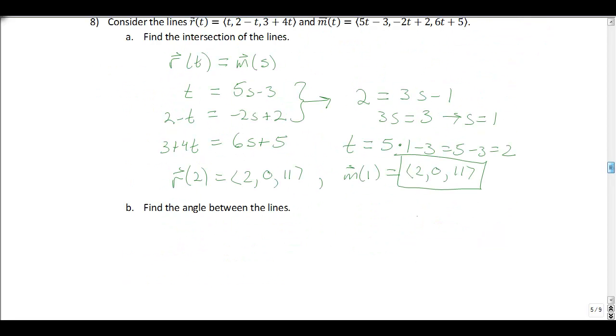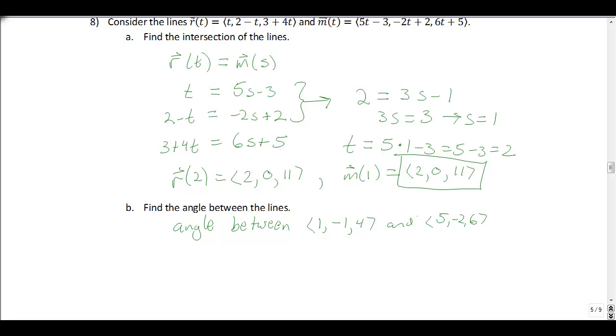Okay, next question. We want to find the angle between the lines. This is going to end up being the angle between their direction vectors. So the first line, the direction vector is (1, negative 1, 4). It's the coefficients of t. And the other vector is going to have a (5, negative 2, 6).